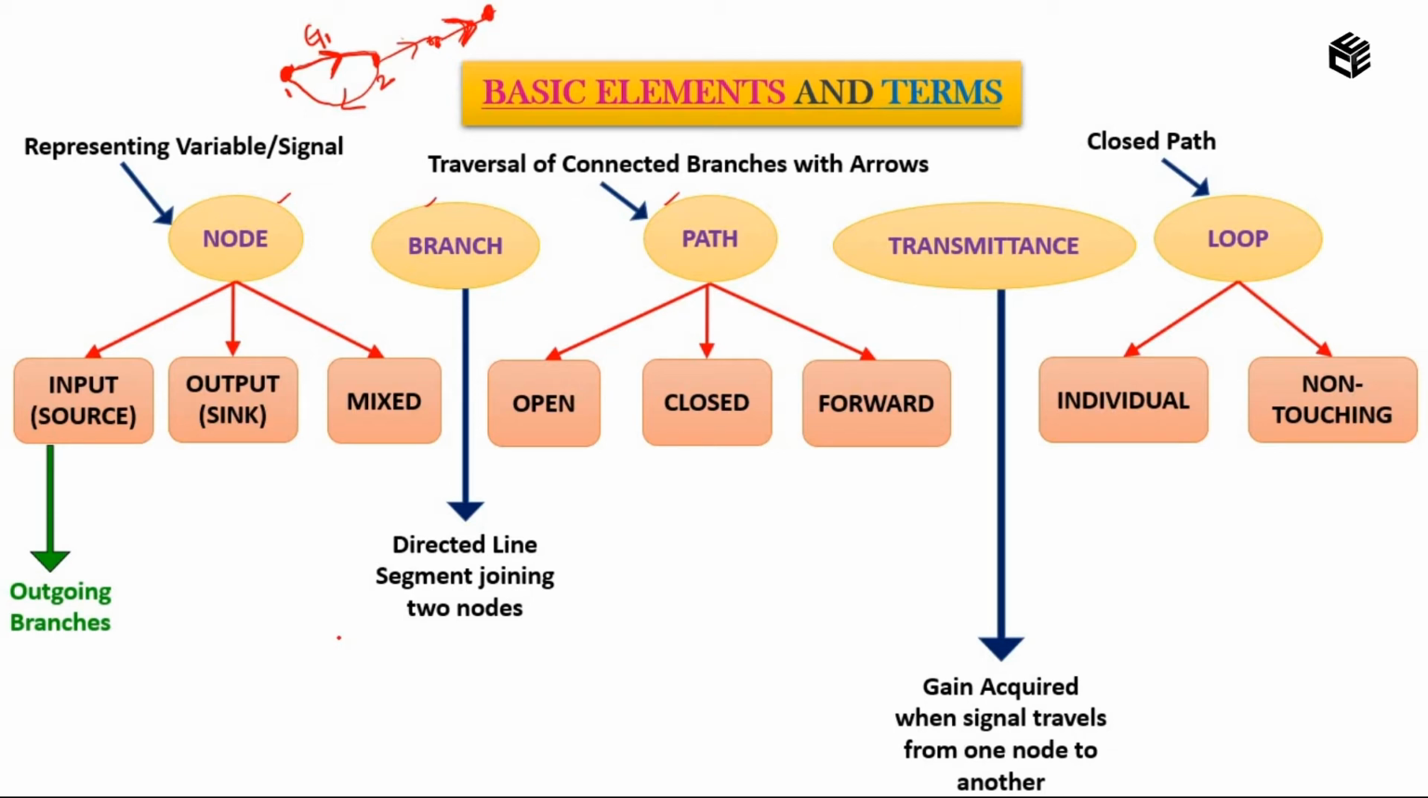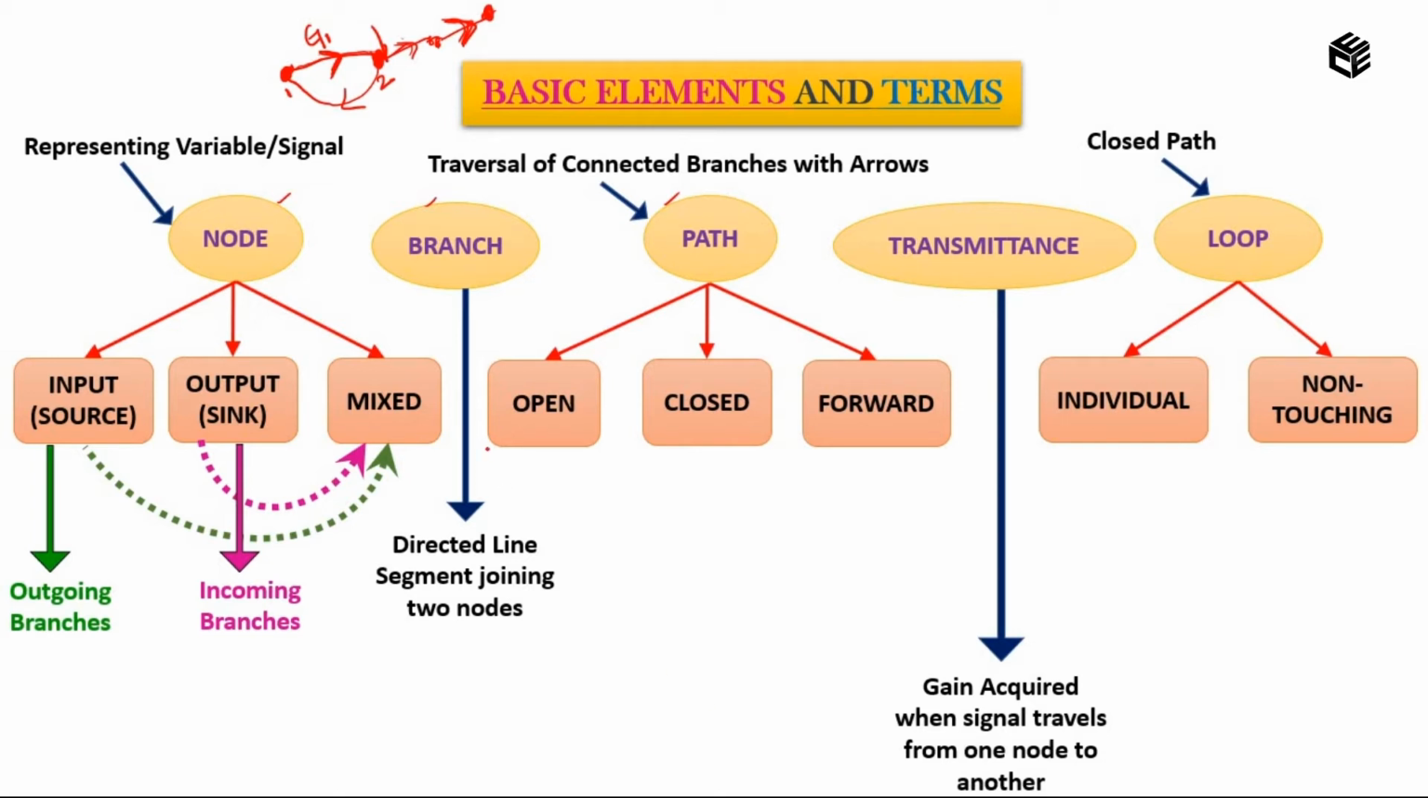Correct. So an output node is a node that has incoming branches. So what will be a mixed node? It is a combination of input node and output node. So if I consider this node, I have both incoming and outgoing branches. Correct. So I can say it is a mixed node. So the second node I can call a mixed node.